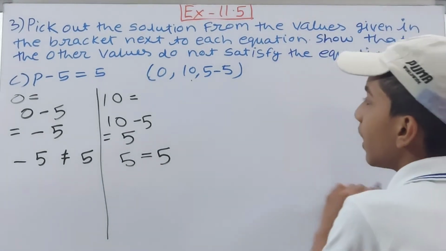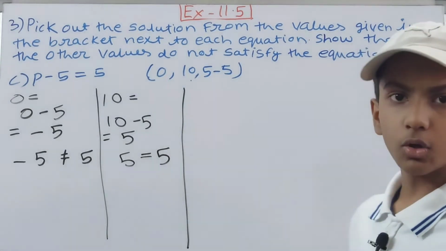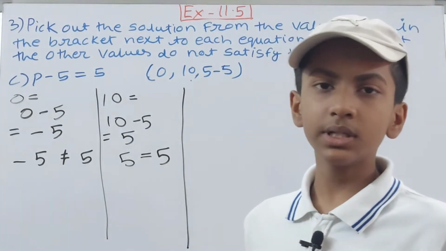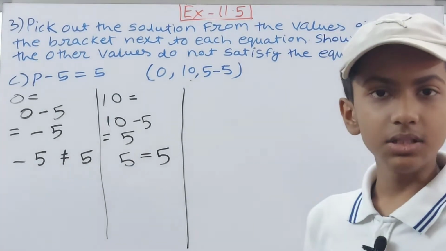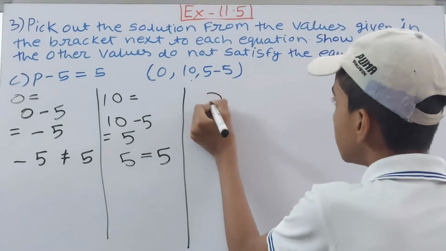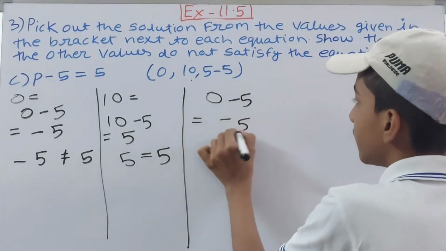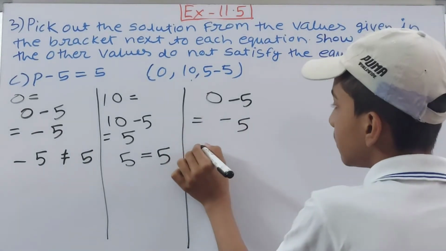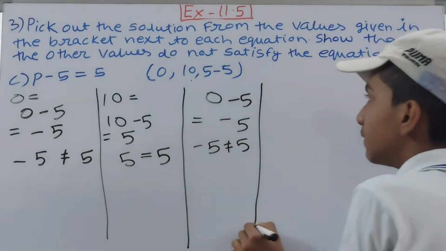Then you have 5 minus 5. Now what will you do in this case? Either you can solve this or you can do it directly. See how? 5 minus 5 is going to be 0, right? You can solve it in the mind, it is pretty easy. So p will be 0, then 0 minus 5, same as before, we got minus 5 here, and minus 5 is unequal to 5. This is one way which you can do.